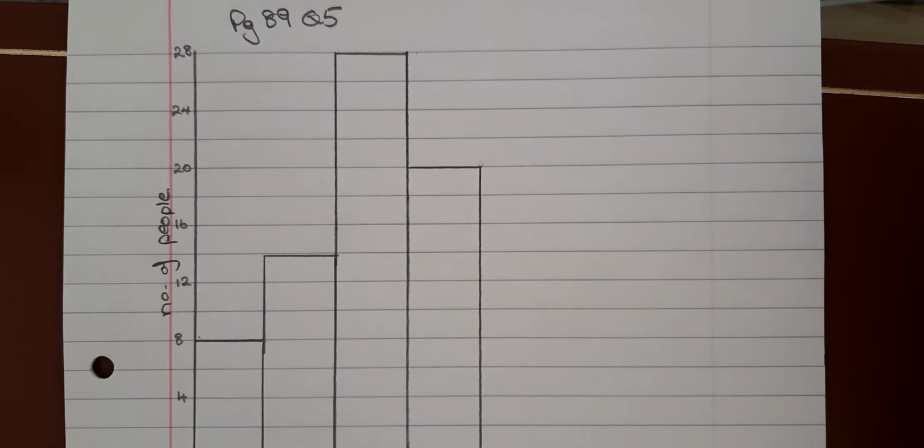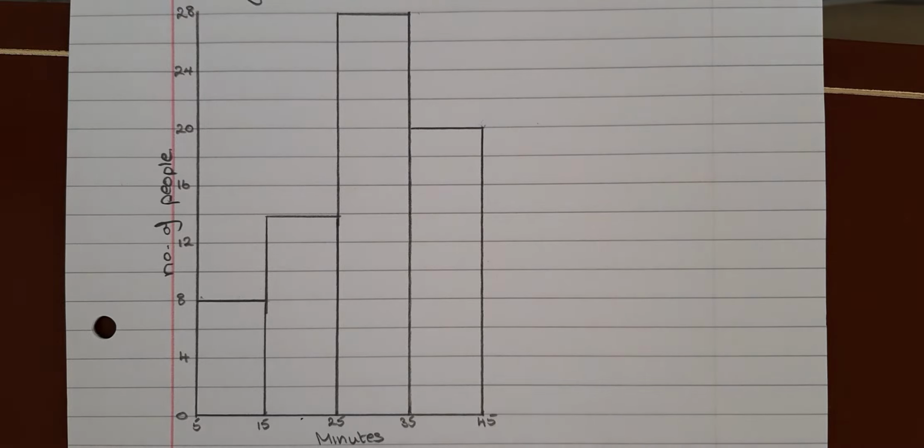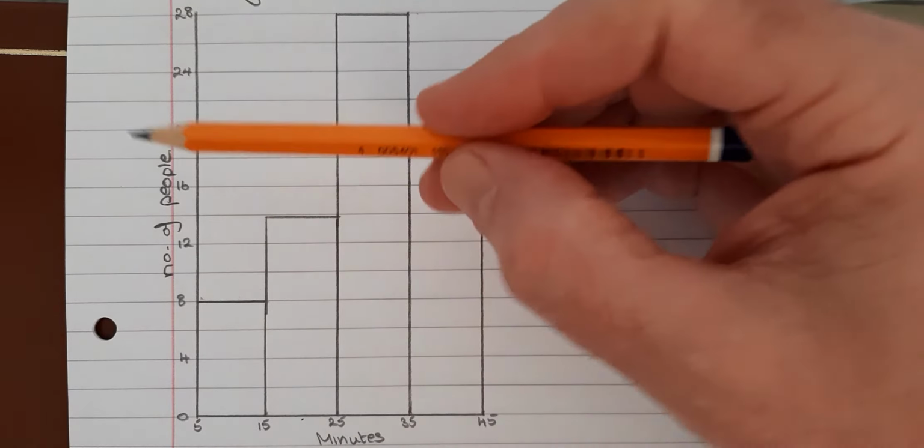T&T5 page 89, question 5. The group frequency table opposite shows the minutes spent in a shopping complex by a number of people. Part 1. Draw a histogram to illustrate this information. So here's the histogram showing the minutes and showing the number of people.